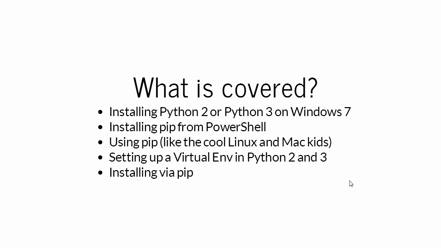To go to the contents, I'll be talking about how you can install Python on Windows and how you can install Python 3 as well. The instructions are pretty much the same, but I would be mostly covering Python 3. How can you install pip from within the PowerShell?